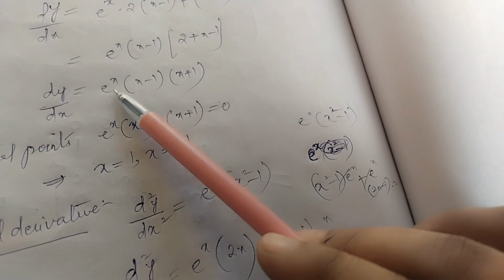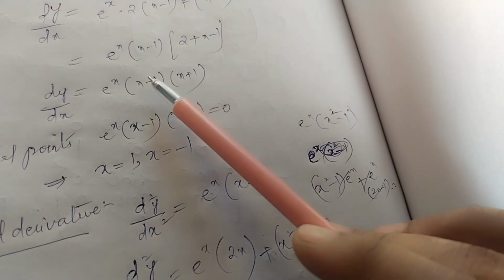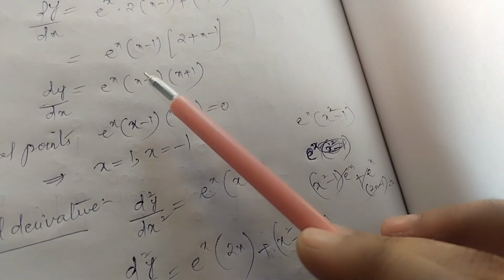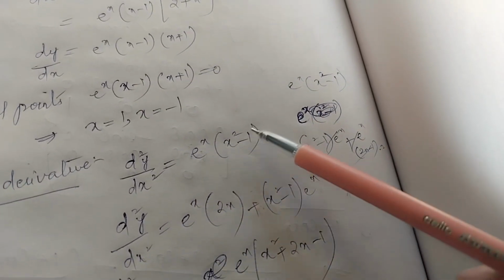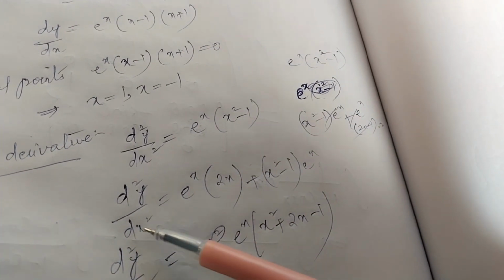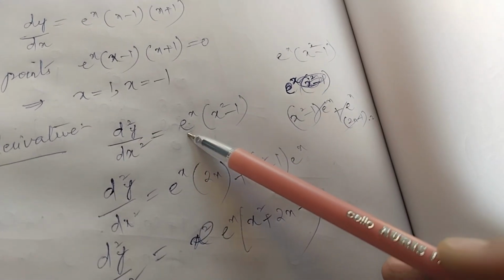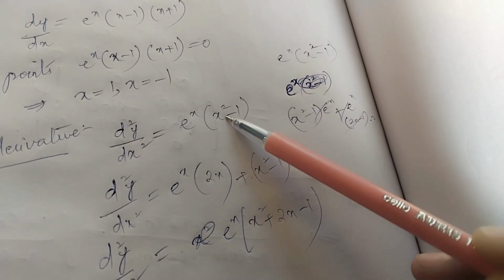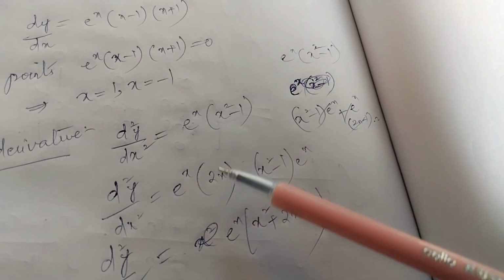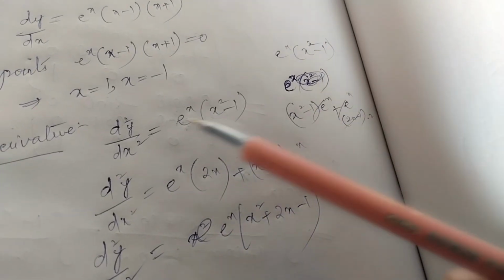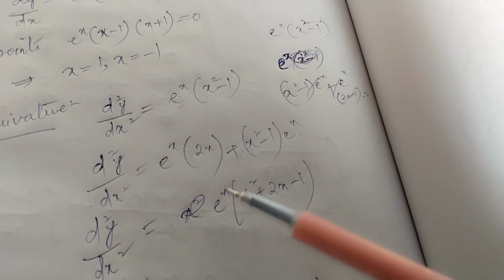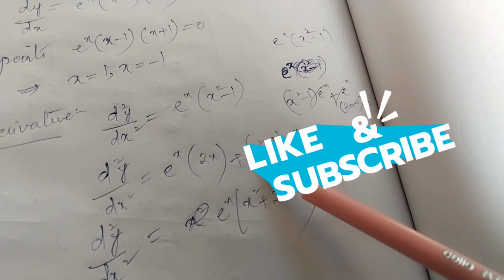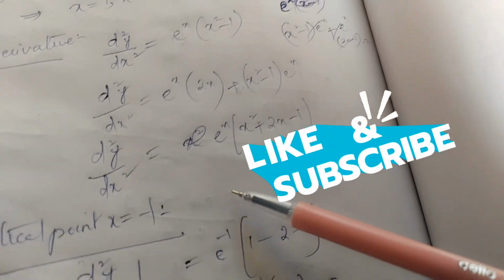The first derivative we have got is e power x into (x minus 1)(x plus 1). This is in the form of (a minus b) into (a plus b), so we get a square minus b square, that is x square minus 1. So d square y by dx square, the second derivative, is e power x into the derivative of this, which is 2x, plus (x square minus 1) into the derivative of e power x, which is e power x only. Again taking e power x common, we get x square plus 2x minus 1 here.